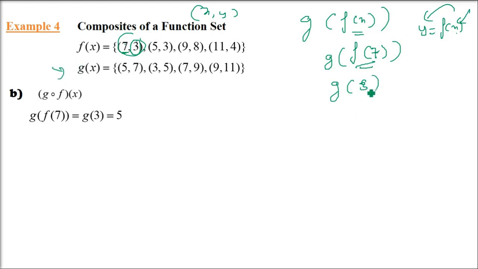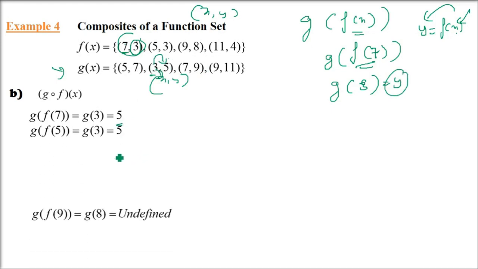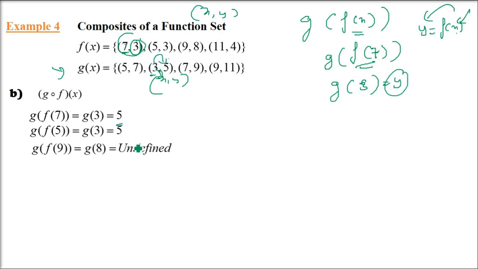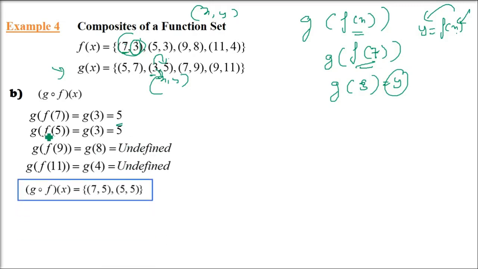And how about g? Now you have to put 3 in place, wherever it is. So now what is g3? When we put 3 inside this g(x), the output is 5. So 5 is the answer. So these are all the values. Now I'll tell you why this undefined has come. You need to understand this also.